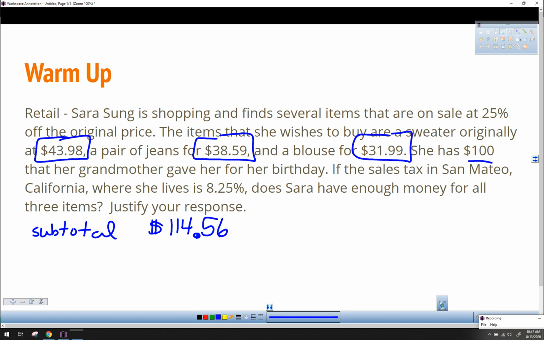But I go back and look, and I remember it saying that those items are on sale for 25% off. So what I need to do now is figure out what the sales price would actually be. And there's two ways of looking at this.